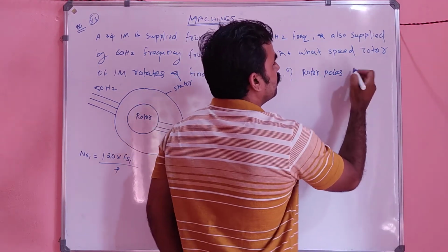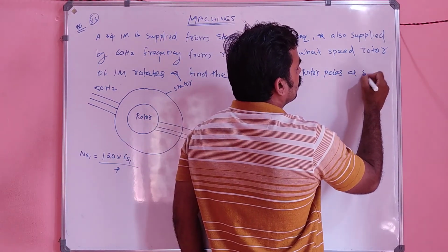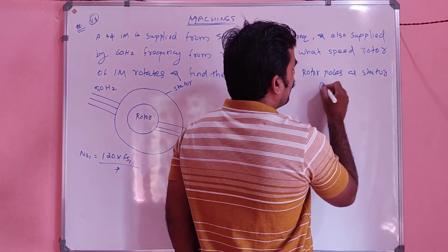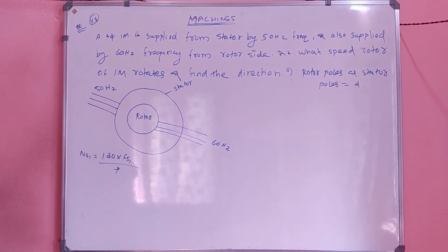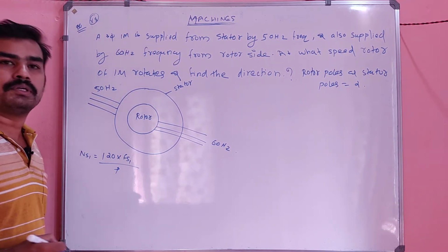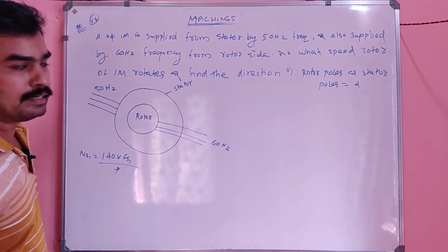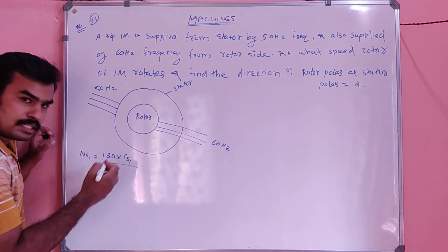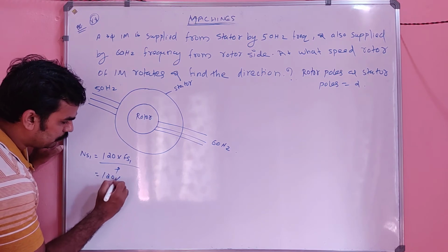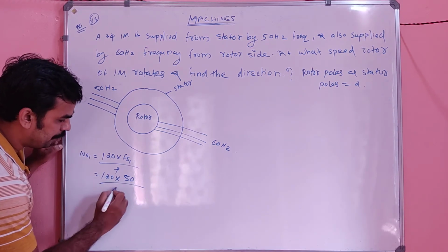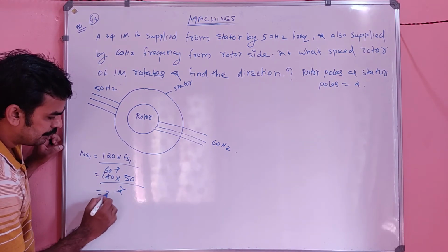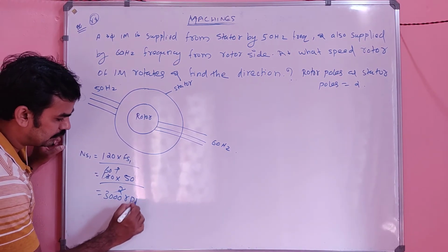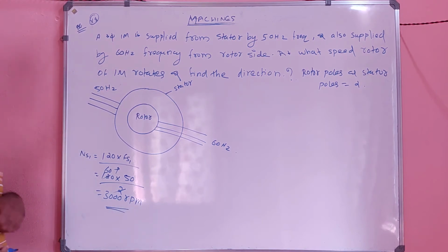Rotor poles and stator poles, okay. Two. That also you have to add. Rotor poles and stator poles equal to 2. Okay. Add that too. So ns1 will be equal to 120 into fs, which is nothing but 50, divided by p, which is nothing but 2. So it will be 3000 rpm, correct?